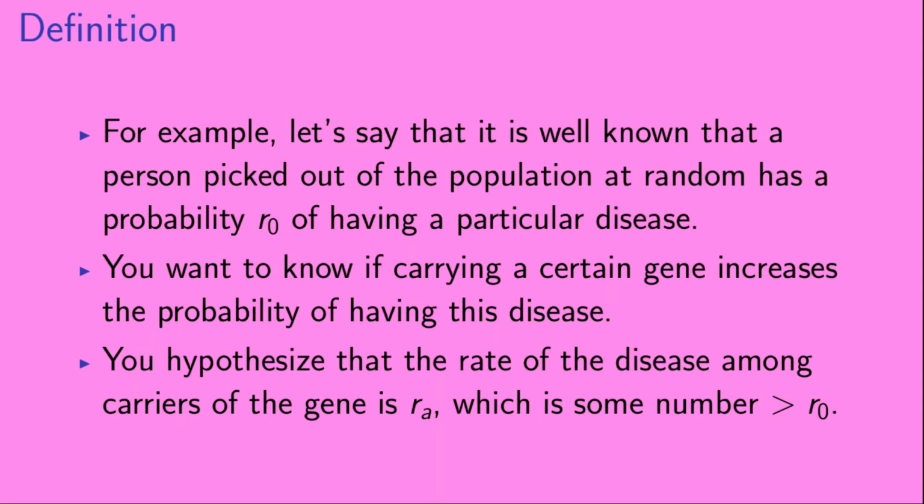For example, let's say that it is well known that a person picked out of the population at random has a probability R0 of having a particular disease. You want to know if carrying a certain gene increases the probability of having this disease. You hypothesize that the rate of the disease among carriers of the gene is RA, which is some number greater than R0.